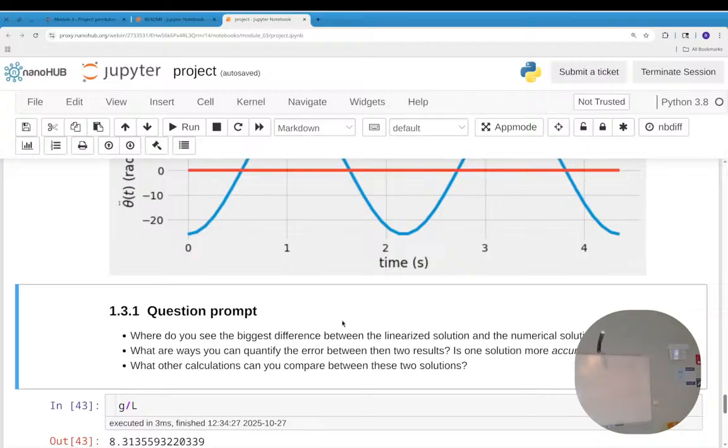Just trying to think about the question. Okay. Writing down the sentences. Any ideas for other comparisons between the two? Okay, maybe like you said, energies.